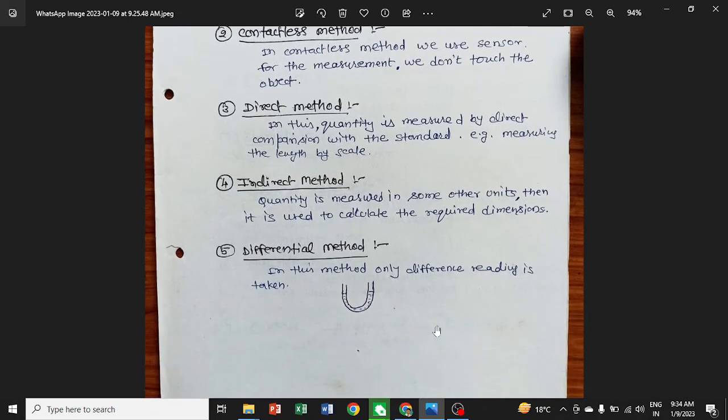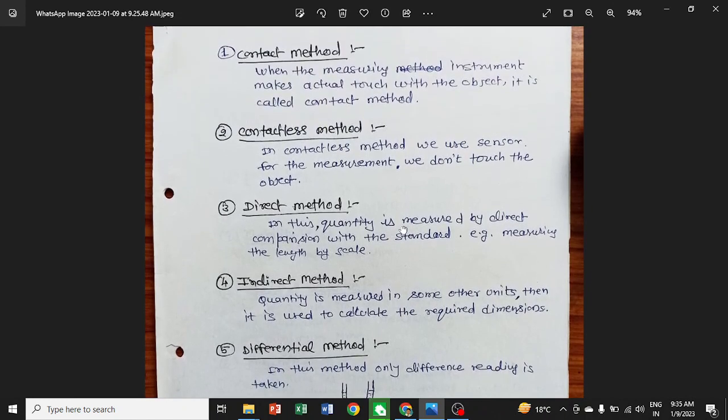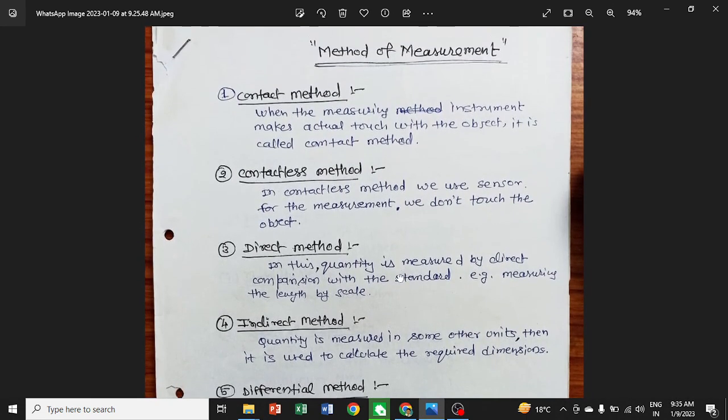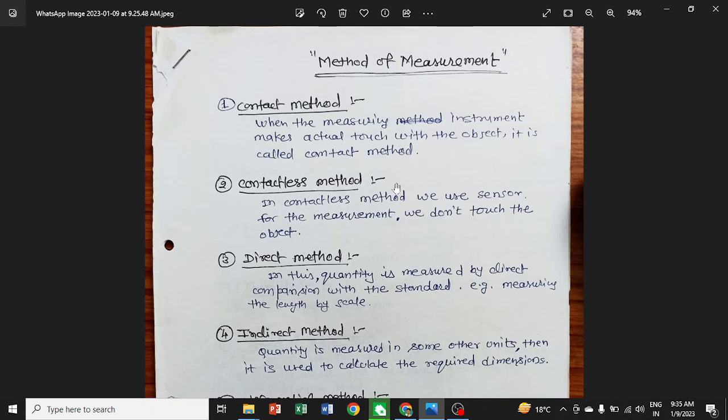Fifth, the last one, is the differential method. In this method, only the difference reading is taken. Suppose there are two pipes and liquid is flowing in those pipes, and you want to measure the difference between them. So you require a U kind of tube, and mercury is filled in that, and due to the pressure difference, the level of mercury will not be the same. So such type of method is called differential method. So these are basically five categories, or you can say the types of methods for measurement.